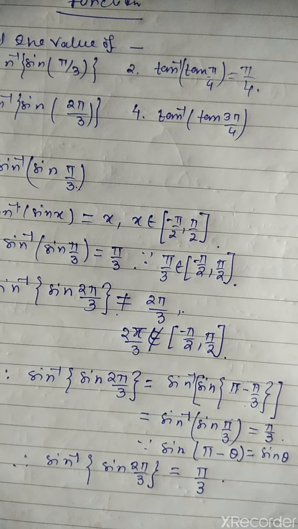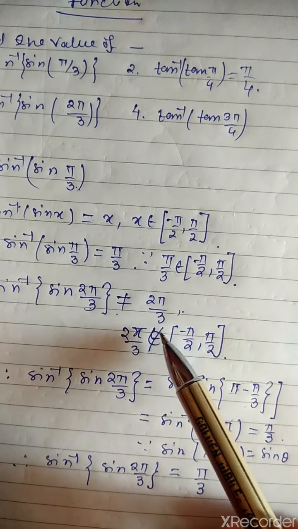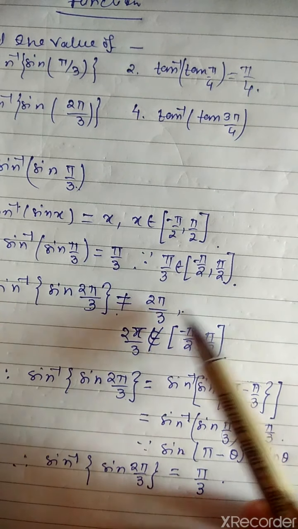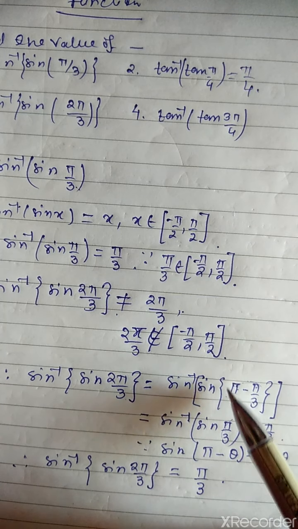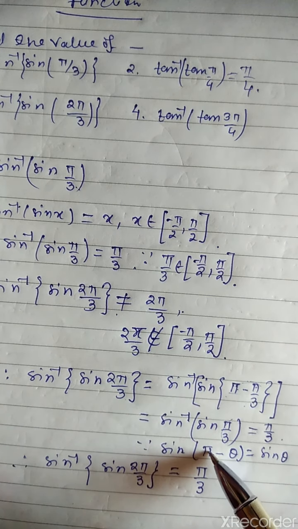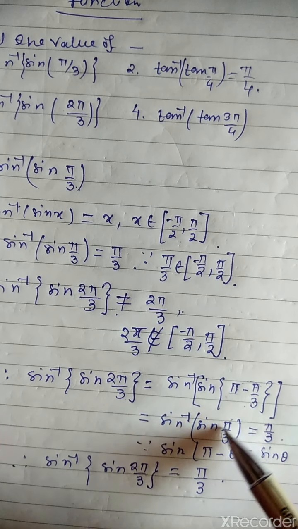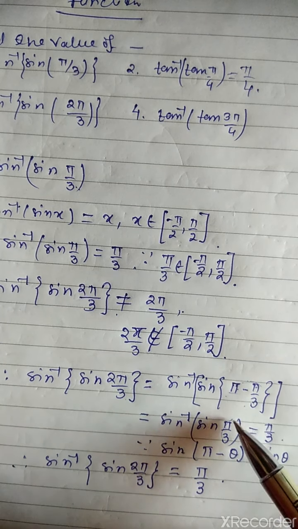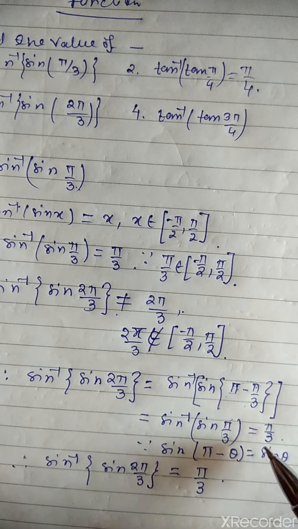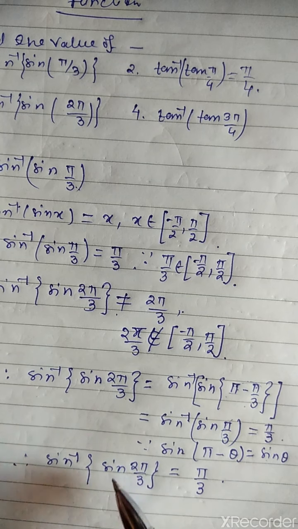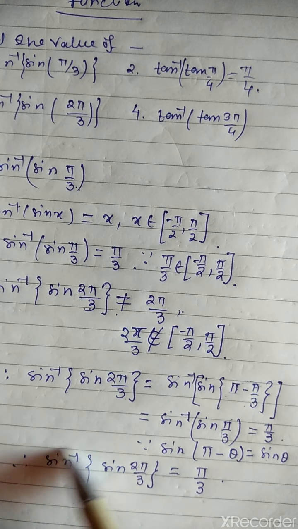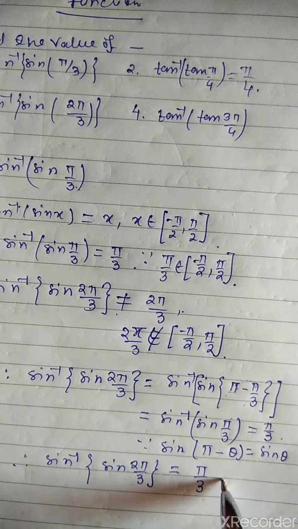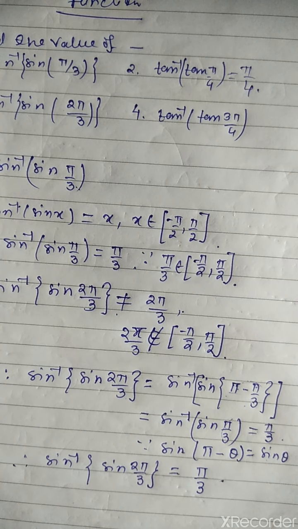So all we have to do, if the angle does not belong to the range, is change the value to within the range. Here we have done this because sine of pi minus theta is sine theta, so there is no change, and that is why we get sine inverse sine pi by 3, which is equal to pi by 3. This type of question always comes in your exam for 1 mark, so be careful. It is very, very important from the examination point of view.